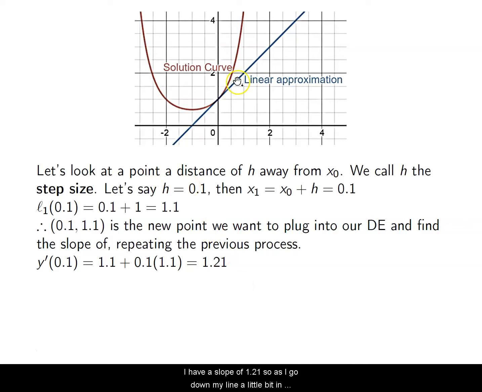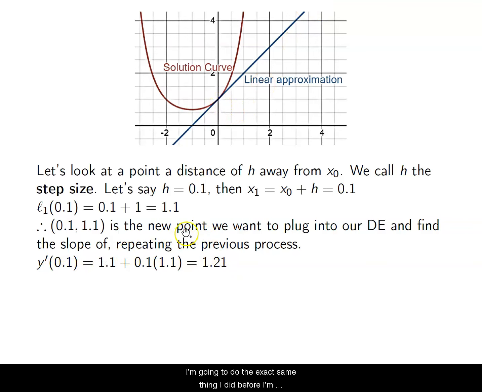So as I go down my line a little bit, in the slope field or directional field that's generated by my DE, the slope here would be 1.21, slightly larger than what it is for my linear approximation, which makes sense, right? So at my next point, I should have a linear approximation that is slightly more increasing than the linear approximation I have at this point.